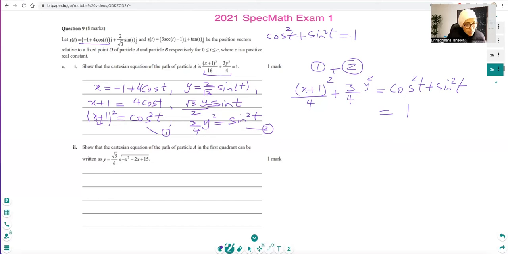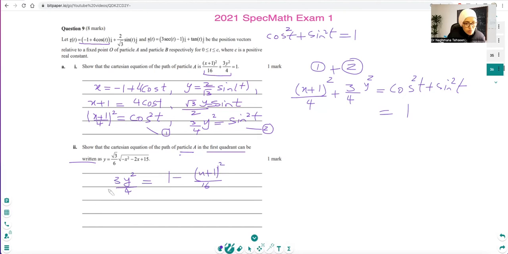Okay, so now we have the same kind of question for the equation of the path. Show that the Cartesian equation of the path of particle A in the first quadrant can be written as this. So what does that mean? We have 3y squared. Can I just rewrite that using still the same equation? I can write 3y squared is equal to, just taking the 3y squared over 4 here, I get 1 minus x plus 1 squared over 16.